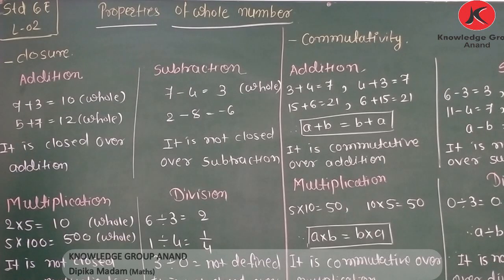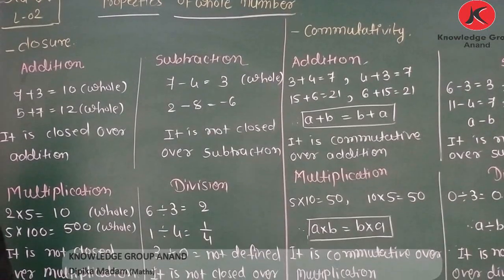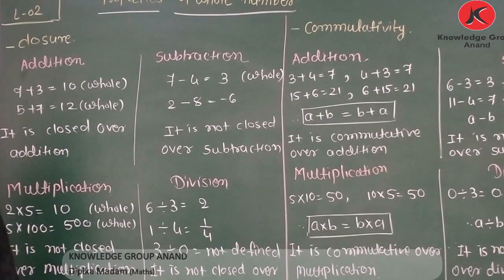What is the closure property? Closure property means if we add two whole numbers and the answer is a whole number, what do we call it? Closed over addition. If we subtract two whole numbers and the answer is a whole number, what do we call it?